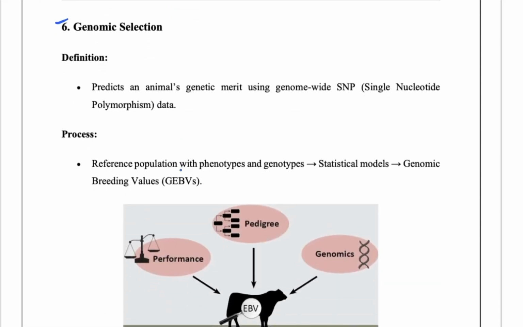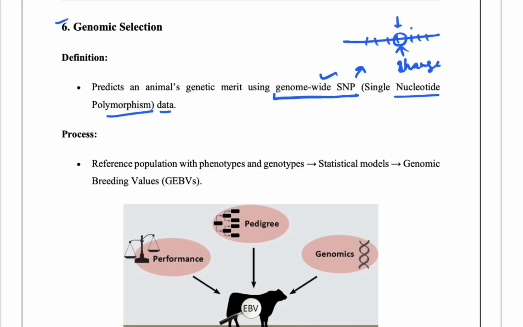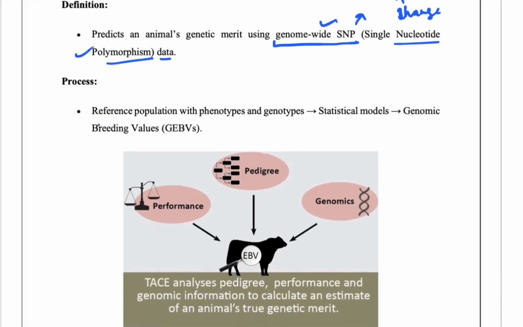Then there is genomic selection. In this case, you predict an animal's genetic merit using genome-wide SNP data. SNP is single nucleotide polymorphism. Now what is SNP? Basically, in the whole DNA, these are your nucleotides. In a single nucleotide there is a change, and this change is going to be different for each individual, right? So this is like a marker for that particular individual. The SNP varies, and that is what is called polymorphic. The single nucleotides are variable in different organisms, so you can use it in prediction of the genetic merit of an animal.